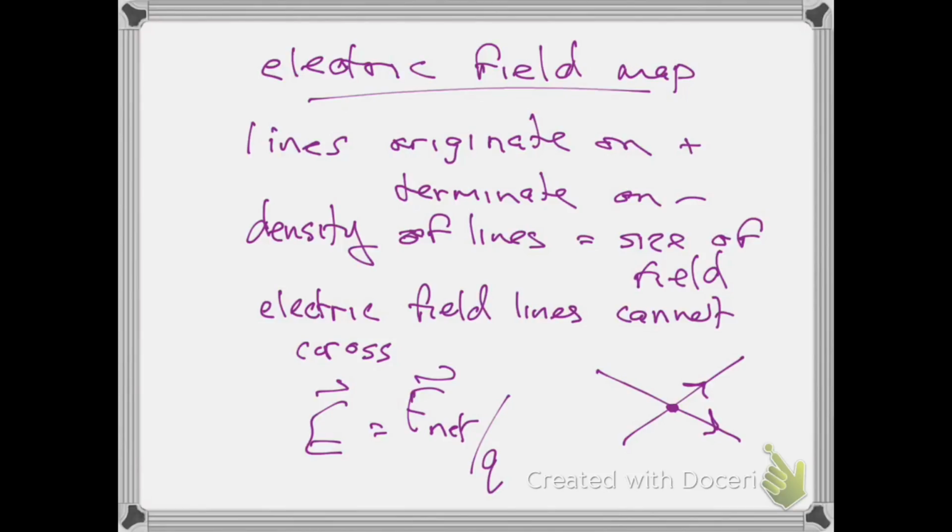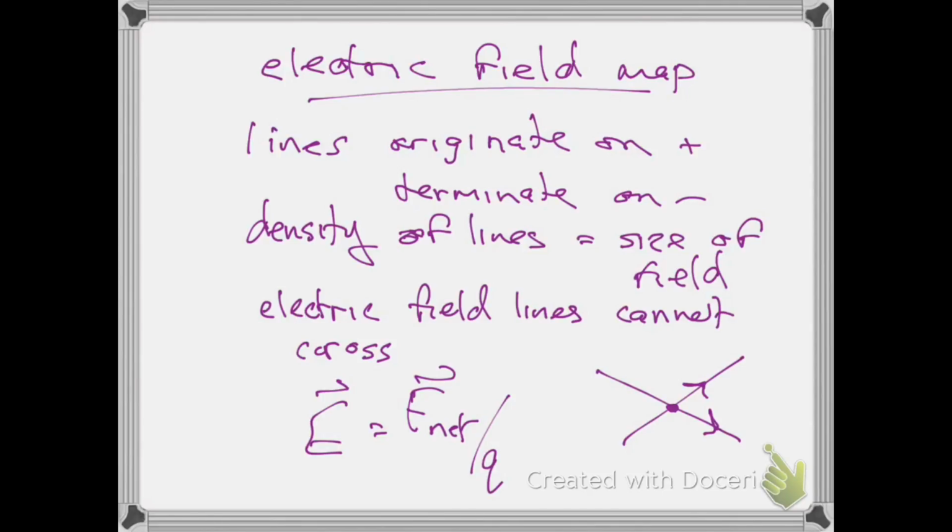Notice that there's also a result of this: electric field lines cannot cross. Think about it. If the electric field is the force per unit charge, and if 2 electric field lines cross, that means that at that point there would be 2 forces in 2 different directions. But the electric field is the net force per unit charge, and so if you had 2 different forces, you would add them up and there would be a net force. So field lines cannot cross.